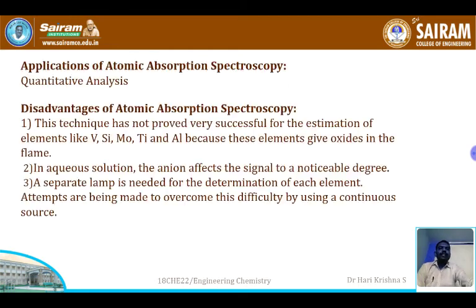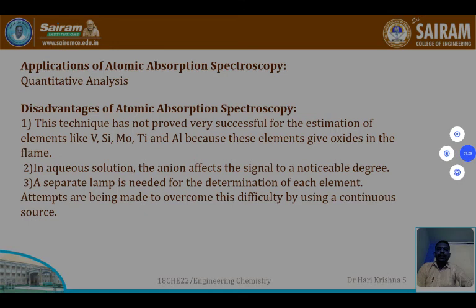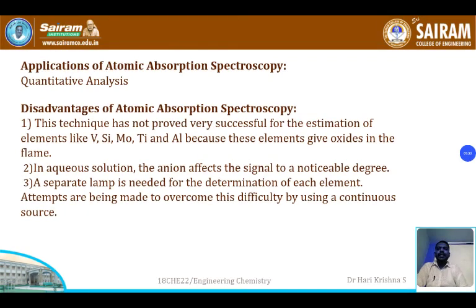So now let us see what are the advantages and applications of atomic absorption spectroscopy. It is mainly used in quantitative analysis. Quantitative means amount. Qualitative, you know, is to find out whether chloride is present or carbonate is present, etc. Quantity means how much chloride is present. For instance, you have taken copper as an example, so how much copper is present. To find that out, we do quantitative analysis.